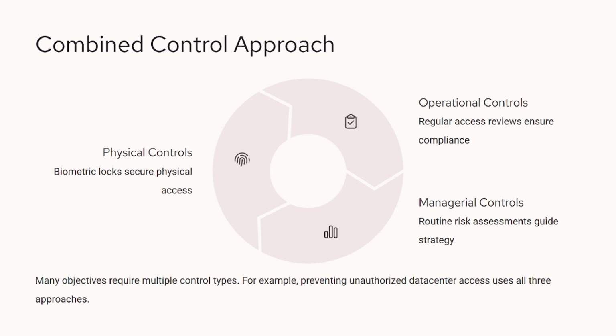So to achieve control objectives, it's not specific to only one type or one category of controls that is supposed to be used to achieve the control objectives. No, we can combine different control categories to achieve our control objectives.